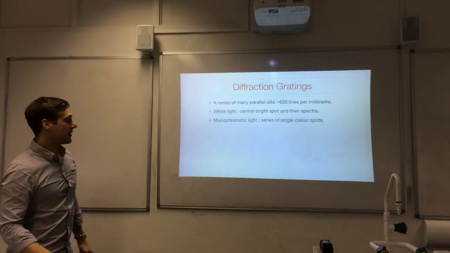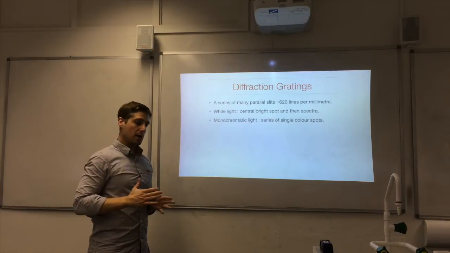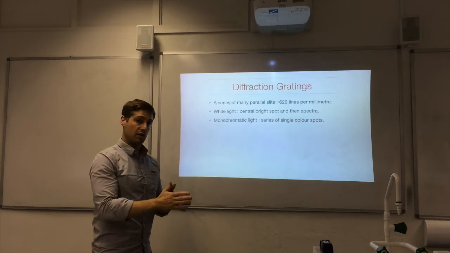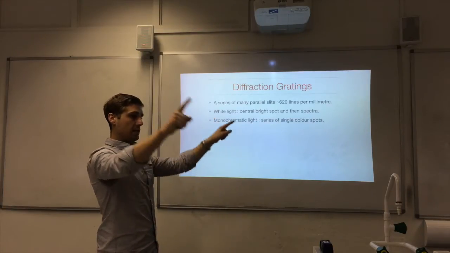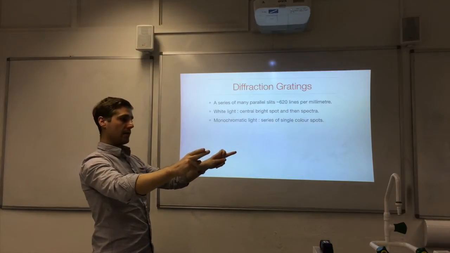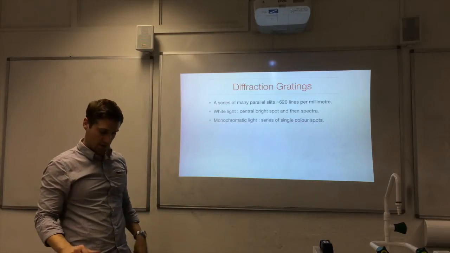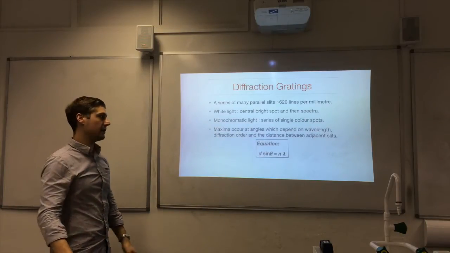If you use monochromatic light, then you just get a series of single colour spots. So if you pass a green laser through your diffraction grating, you'll get these green spots. So you get a central bright one, and then you get some to the side as well. But they're all green because the green laser light only has green light in it.